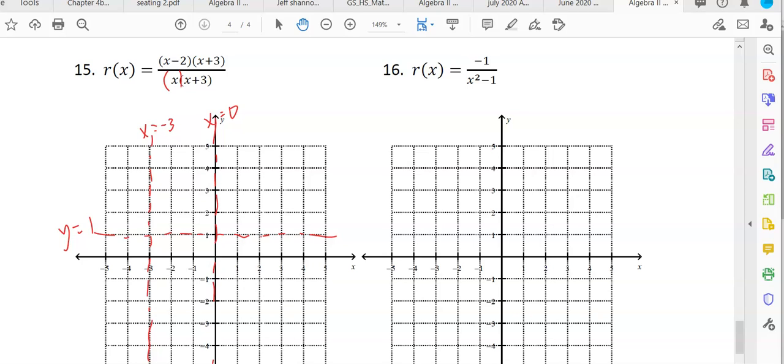And let's find the y-intercept. There's not going to be one, but x-intercept, I think there will be. So that would be 0 equals, just put it equal to the numerator, x minus 2 times x plus 3. So x equals 2 and x equals negative 3. Oh, don't cross those out. That's going to be a hole. Oh no.